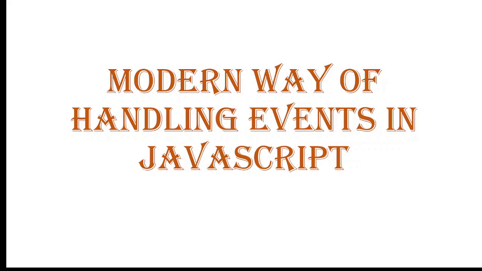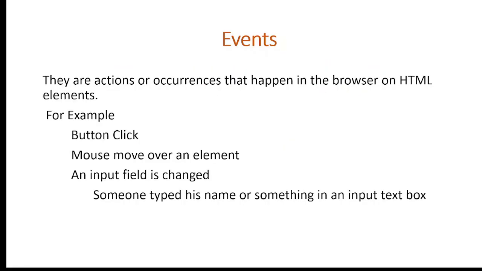Let us discuss the modern way of handling events in JavaScript. Events are actions or occurrences that happen in the browser on HTML elements. For example, you click a button, you move the mouse over an element, someone types his name in an input text field, etc. All these are events. Next, we have to track the events.